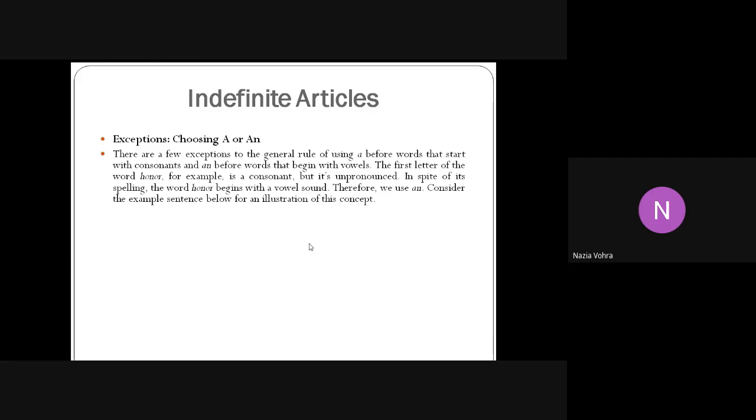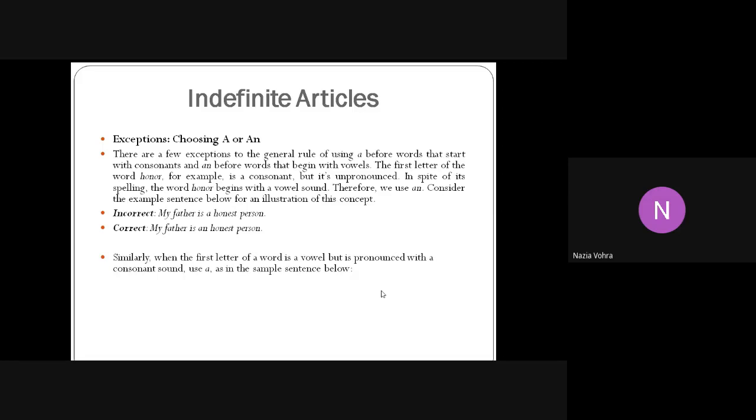So, consider the example sentences below for an illustration of this concept. Let's see some examples. My father is a honest person. No. I say my father is an honest person. Clear? Any doubt? See the example for this exception. I will not say a honest, I will say an honest. Okay?